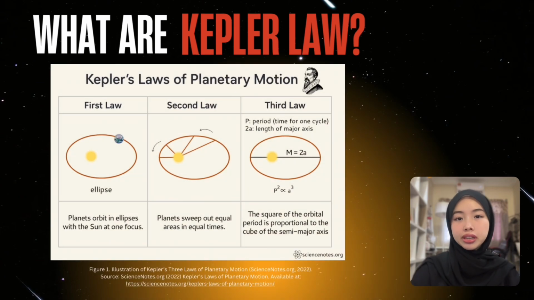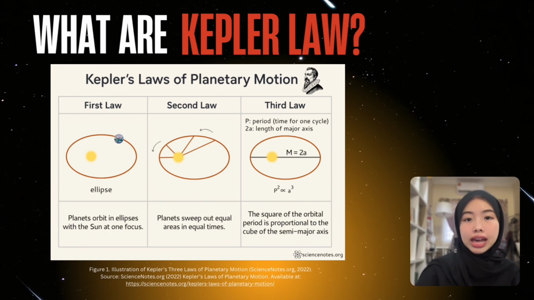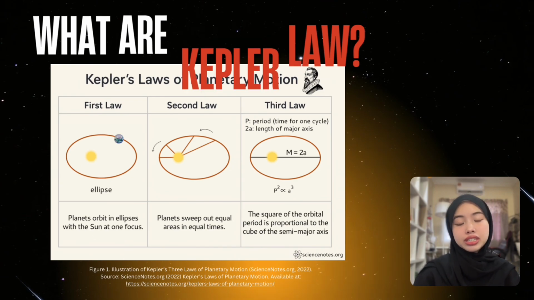Before showing you my results, here is a quick summary of Kepler's 3 laws of planetary motion. First law, planets move around the Sun in elliptical orbits with the Sun at one focus. Second law, planets move faster when close to the Sun and slower when farther away, sweeping out equal areas in equal times. And the third law, the square of a planet's orbital period increases with the cube of its average distance from the Sun. These laws describe how distance, speed, and orbital period are related in every planetary system.